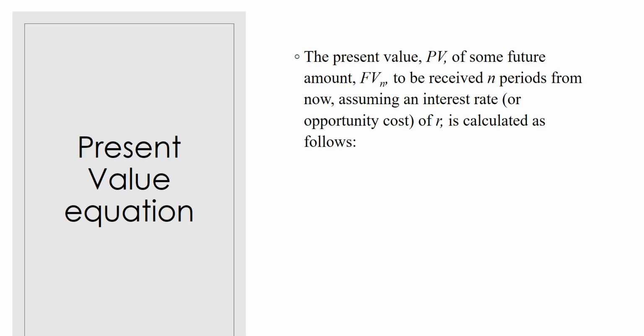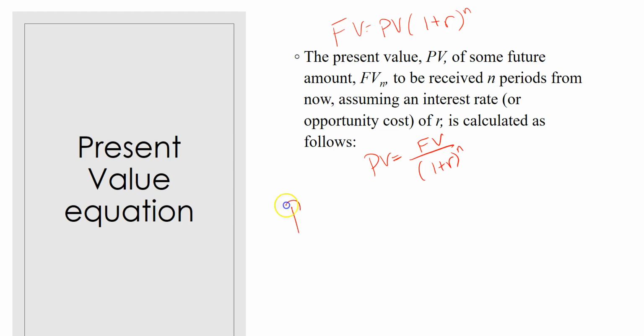So the present value equation, remember we said that the future value is equal to the present value times 1 plus the rate raised to the number of years. We can rearrange this equation. We can say that the present value is equal to the future value divided by 1 plus the rate to the number of years. All we did is rearrange that top equation, and now we're solving for present value.